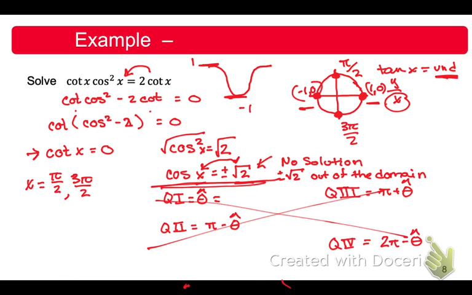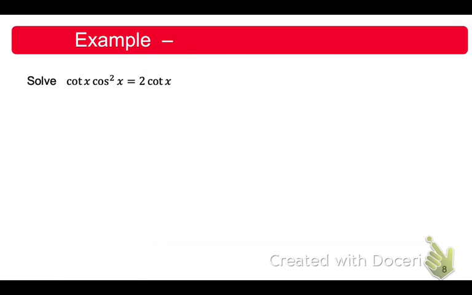So is everything going to be a solution? No. These are called extraneous solutions. What's extraneous sound like? Extra. They're extra solutions. Okay, what about here? Sine squared x equals 2 sine.